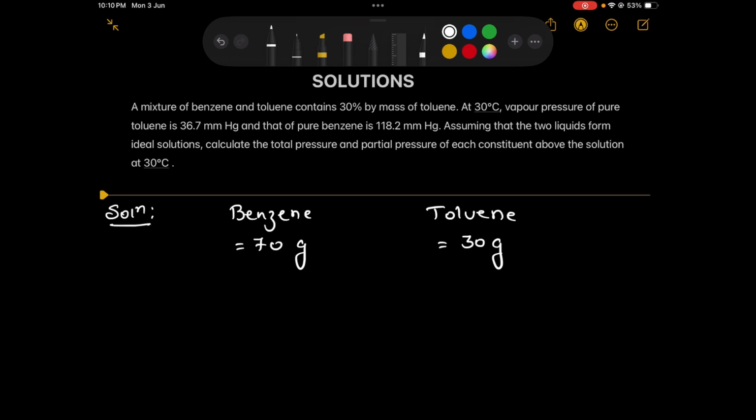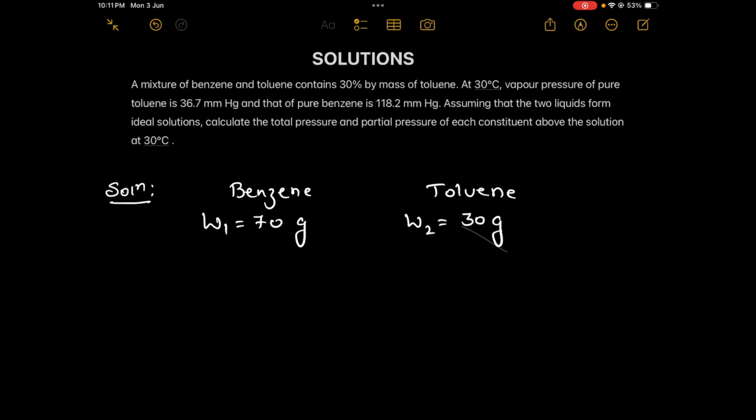So from this data we can conclude that toluene is the solute and benzene is the solvent. So W2 equals 30 grams, and for benzene W1 equals 70 grams. W2 equals 30 grams means toluene is the minor component, so it is acting as a solute, and benzene is 70 grams, the major component, so it is acting as a solvent. So it's W1. At 30 degrees Celsius, the vapor pressure of pure toluene.